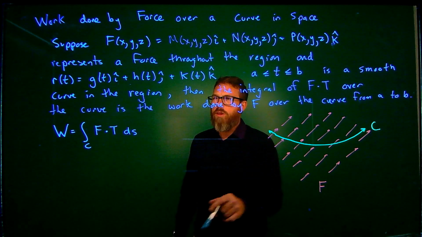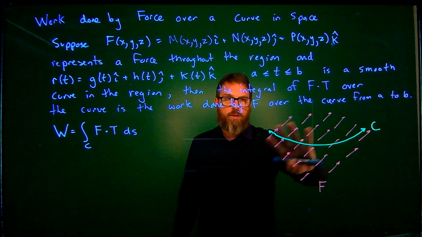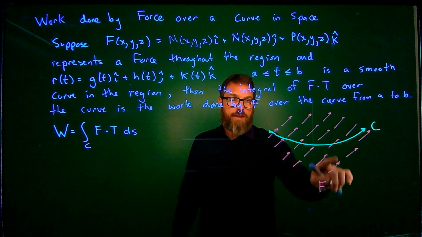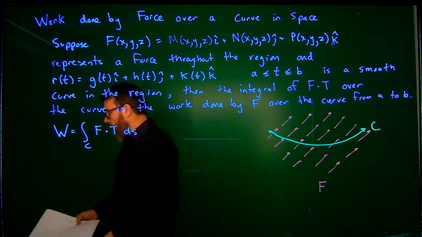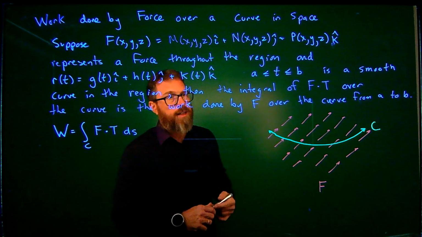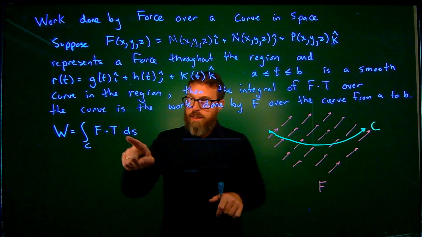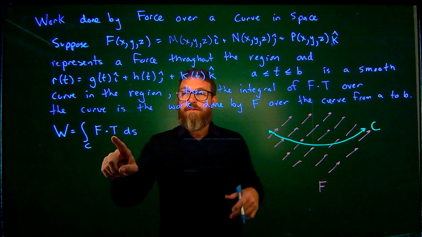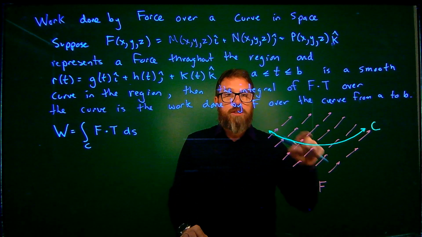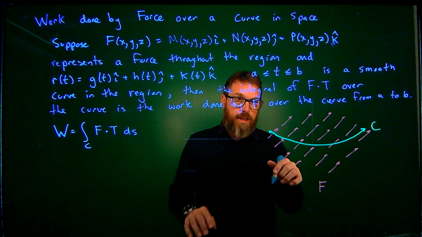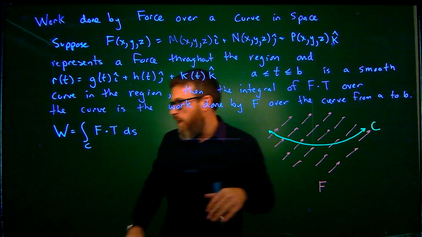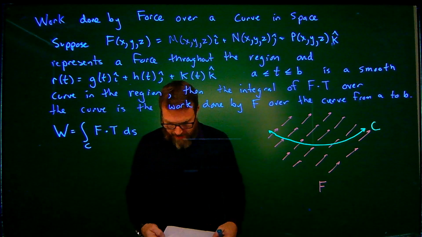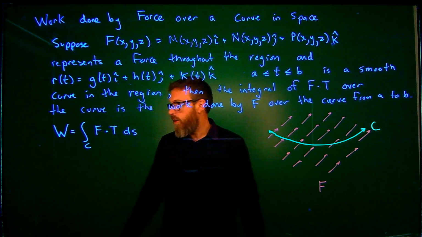Now let me explain really what this thing means. What I've drawn here is a force field defined by F, and then the green curve is going to be our C. And what does F dot T technically represent? Well, this is the dot product between F and the unit tangent vector of r. So it's going to give us the scalar component of F in the direction of the unit tangent vector of r.